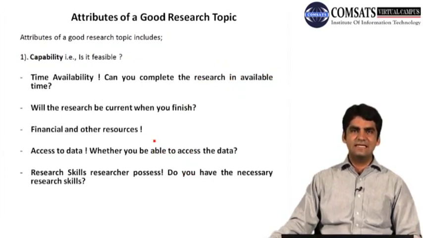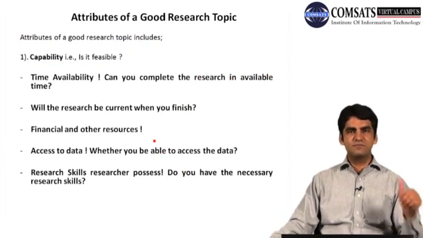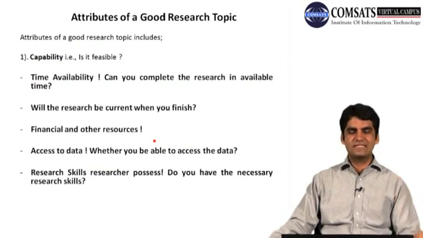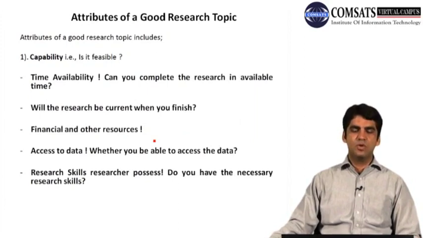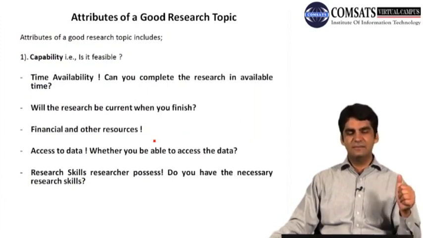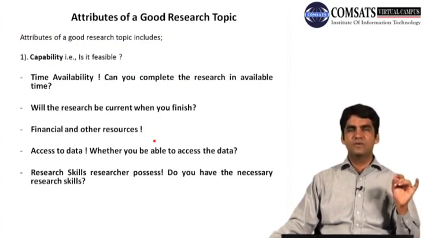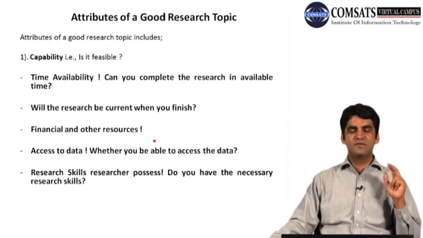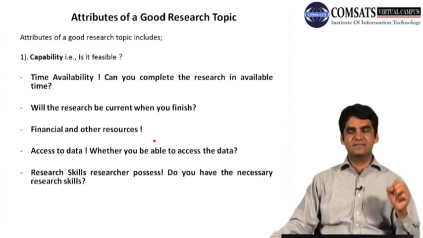We have already seen in our earlier lectures that a research topic must be capable and appropriate. What is capable? It must be feasible. Number one, on the basis of time availability. Number two, when it is finished, it must be current. Number three, financial and other resources. Number four, access to data. Number five, the research skill that researchers possess.